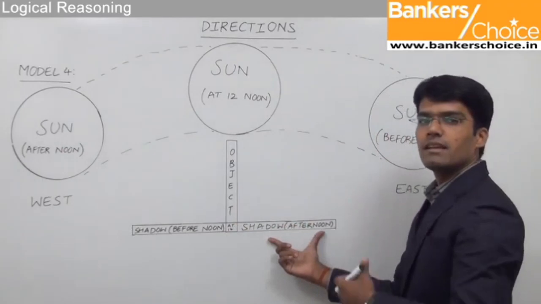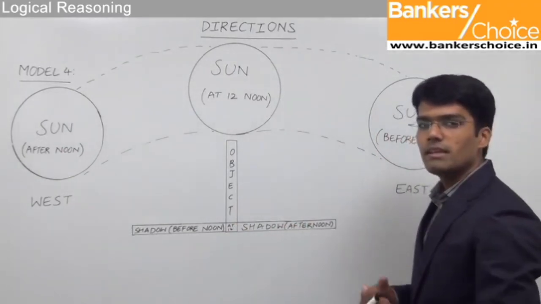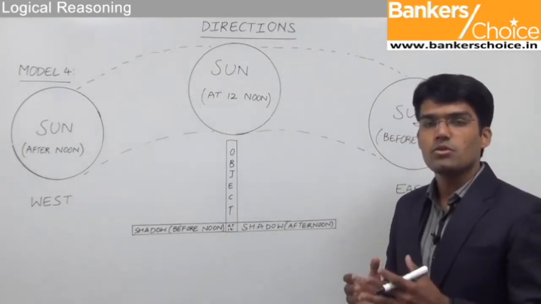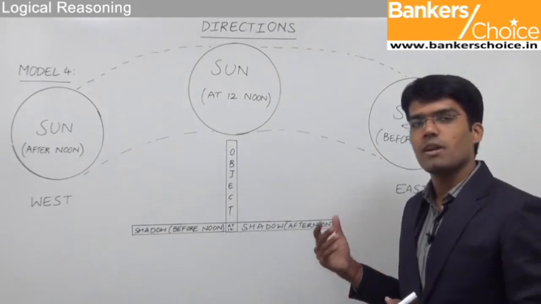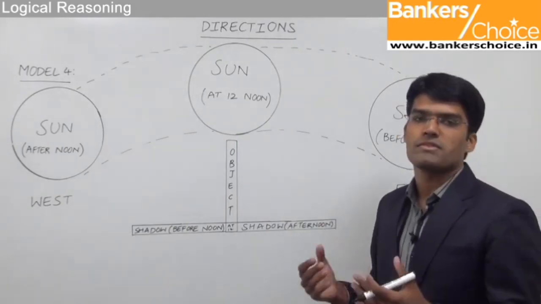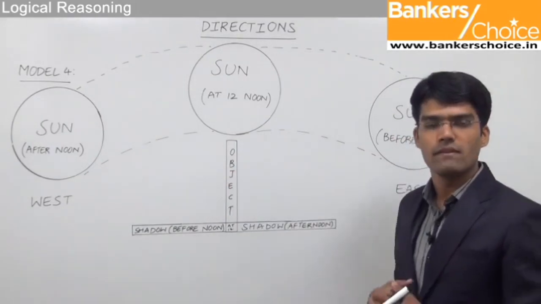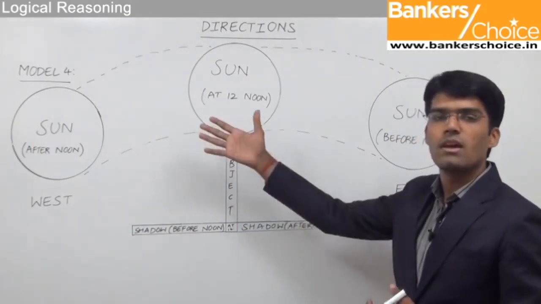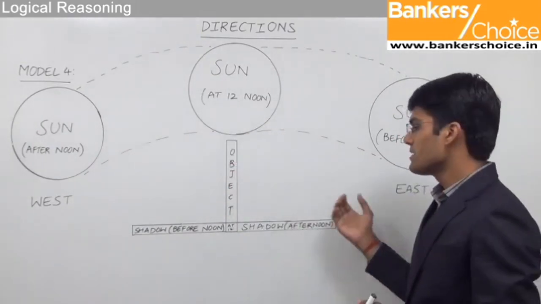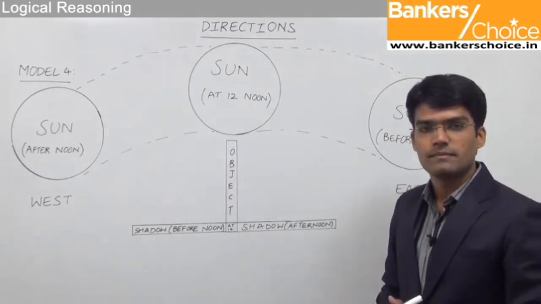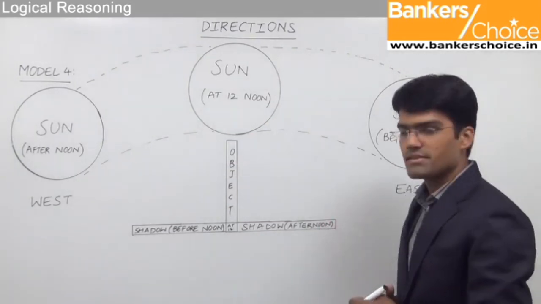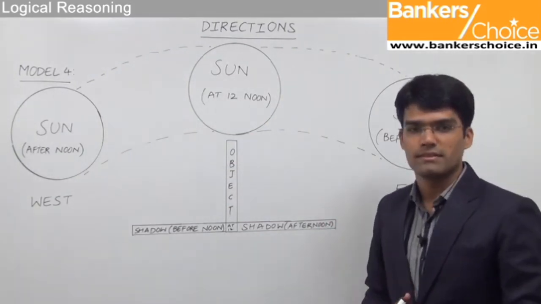That is, when the sun is in the west, shadow will be in the east. So we need to remember one point here, that the shadow and the sun are always on the opposite sides. So during morning, when the sun is in the east, shadow should be on the west, and afternoon, when the sun is on the west, the shadow should be on the east. Now with this knowledge, let us try to solve a question based on this.